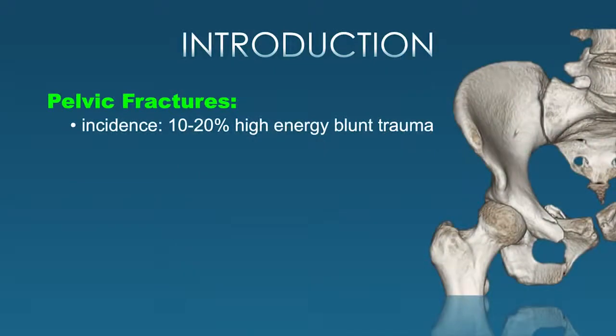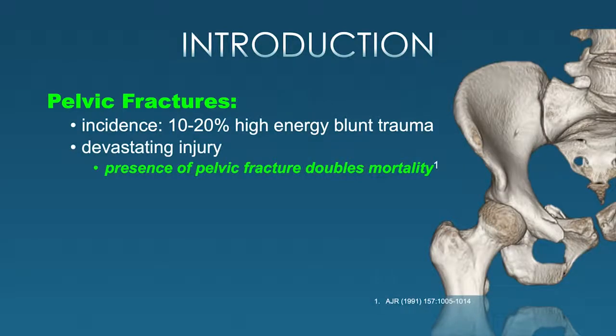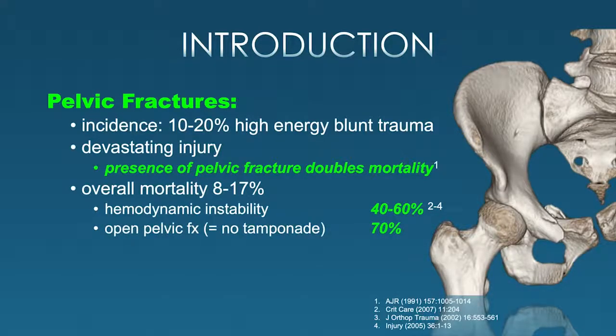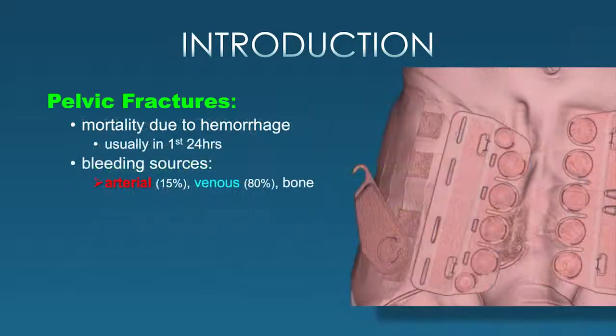So, let's begin. Pelvic fractures are seen in about 10 to 20% of high-energy blunt trauma. It's a devastating injury. The presence of a pelvic ring fracture will double the mortality of whatever else is going on with these patients. Overall mortality can be up as high as 17%. However, if the patient presents hemodynamically unstable with a pelvic fracture, that mortality moves up to between 40 and 60%. Even worse if it's an open pelvic fracture, meaning that there's no tamponadability by putting the patient in a pelvic binder, that mortality goes up to 70%.